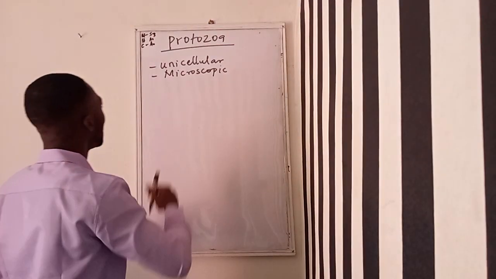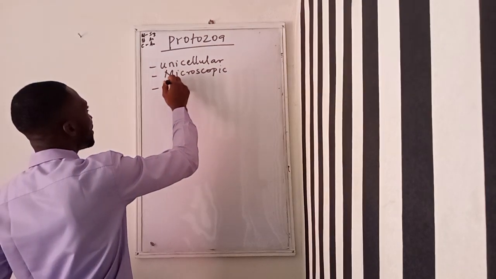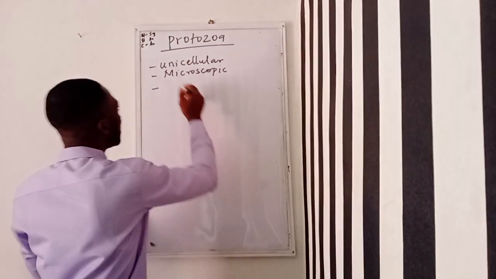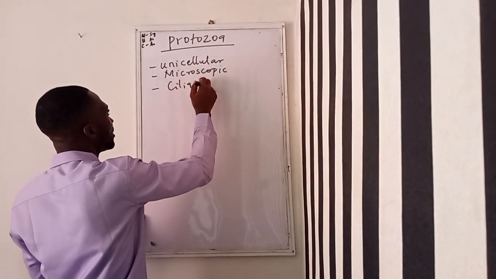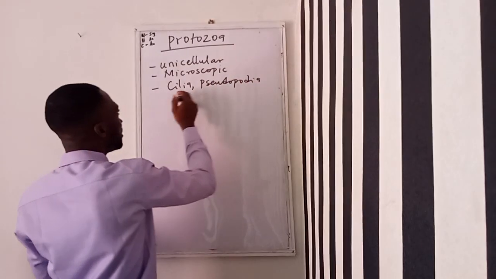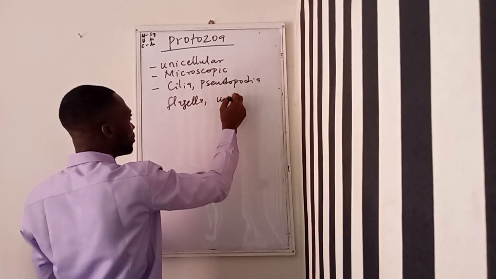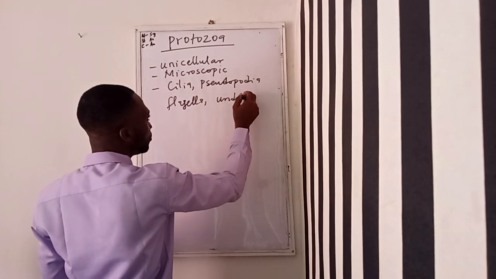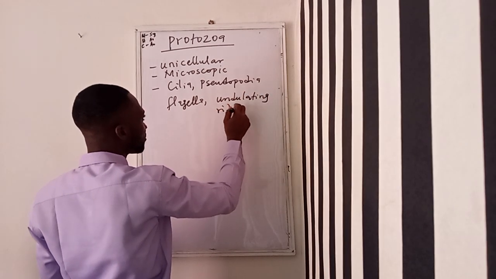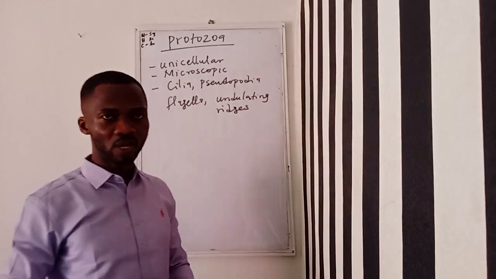Then number three is the fact that protozoa have different methods of movement. They can move through the use of cilia, pseudopodia, flagella, or undulating ridges. So cilia, members of protozoa that move through the use of cilia.